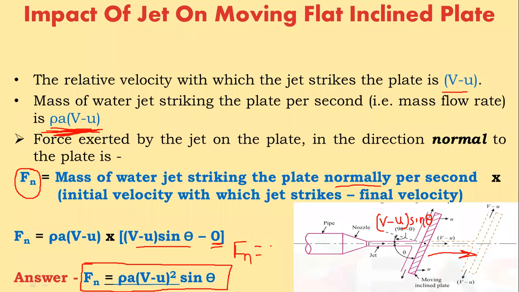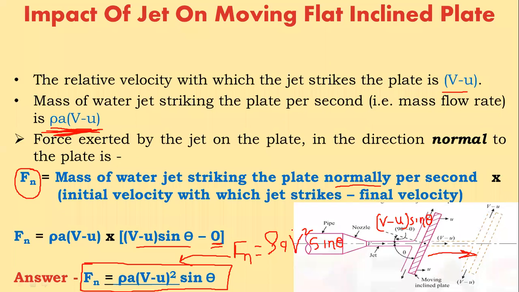Rho A V square. For an inclined plate, it was rho a v square into sine theta. If you see the notes, the normal force for a stationary plate was rho a v square sine theta. But for a moving plate, it is going to be rho a v minus u square into sine theta.